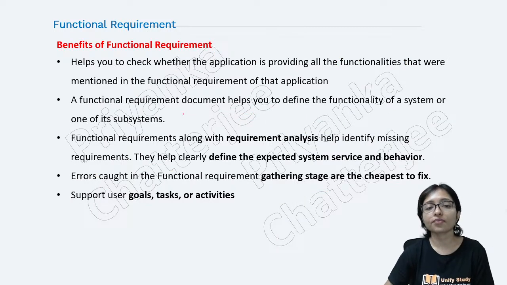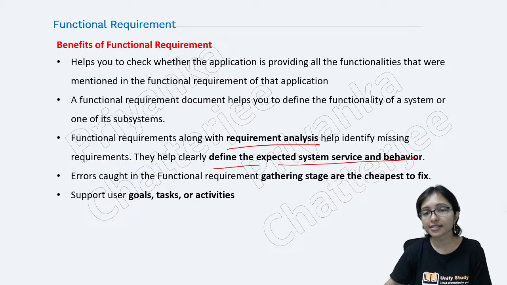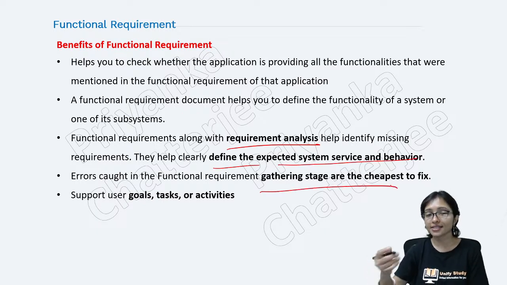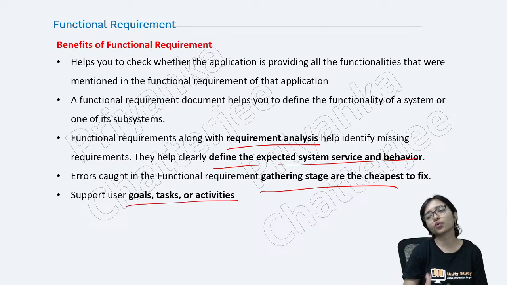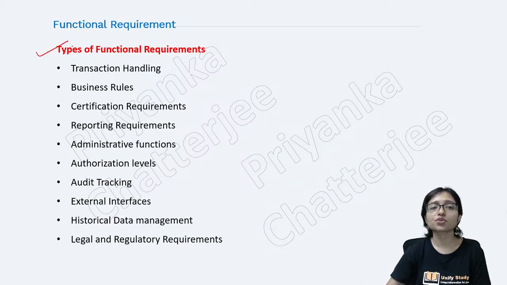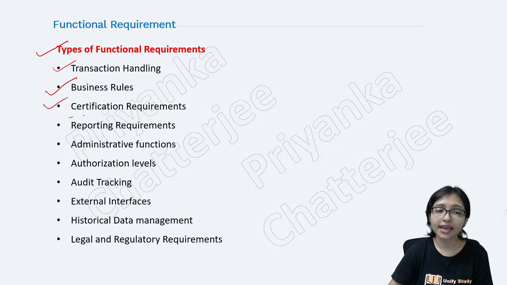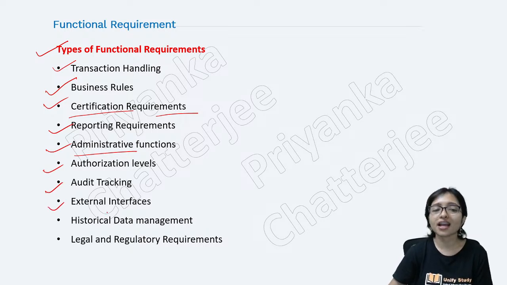What are the benefits of functional requirements? Requirement analysis defines the expected system, and gathering at the stage is the cheapest one: goal, task. So whenever functionality is clear to you, then you can do it in a very good way, right? Here are the types of functional requirements: transaction handling, business rule, certification, reporting request, administrative functions, authorization level, audit tracking, external interface.